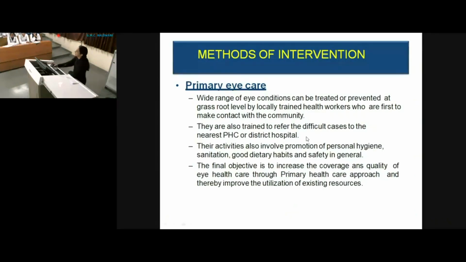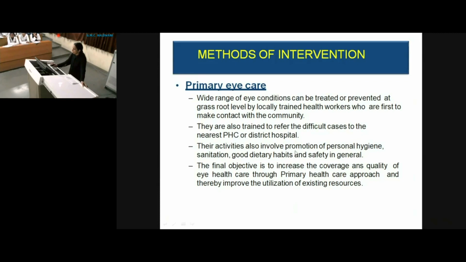Then methods of intervention include number one, primary eye care. Here a wide range of eye conditions can be treated or prevented at grassroots level by locally trained health workers who first make contact with the community. They are also trained to refer the typical cases to the nearest PHC or district hospital.